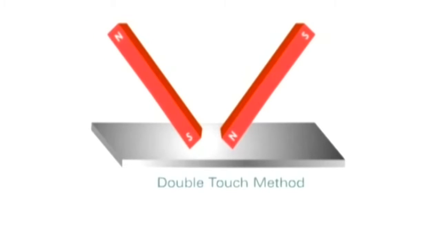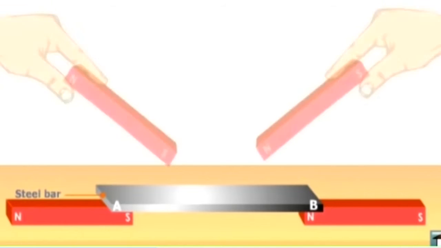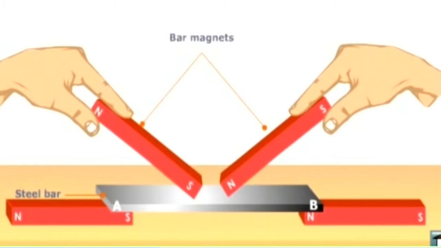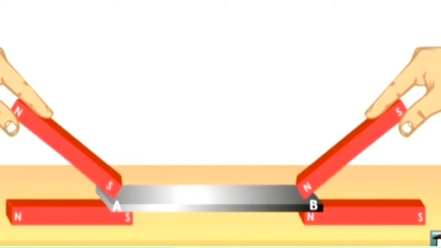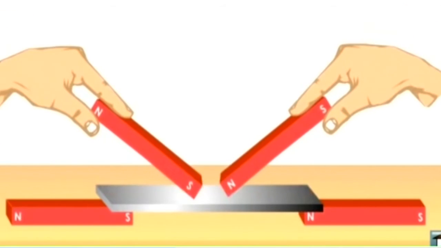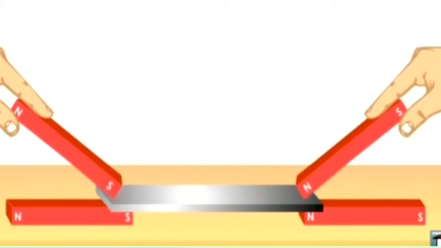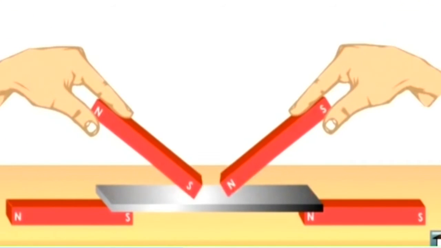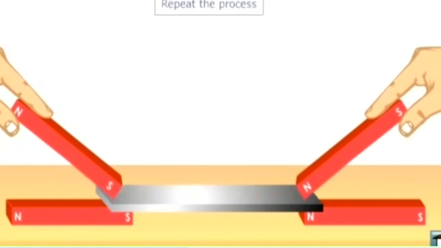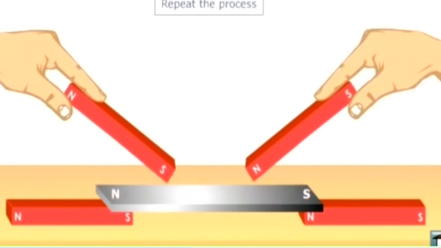This one is the double touch method, and we are saying in double touch we use two magnets. We have a steel bar placed on two bar magnets with opposite poles facing one side. Now we want to start. The steel bar is resting from point A to B. You drag from the middle of the magnet to the ends A and B respectively. We keep on dragging repeatedly until all the magnetic materials in it are completely aligned, as we're going to look at later.